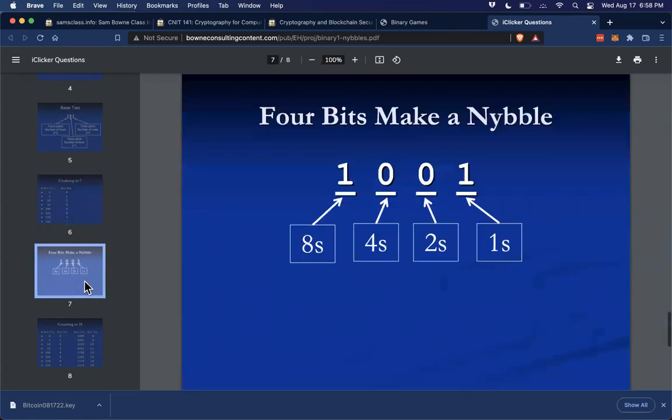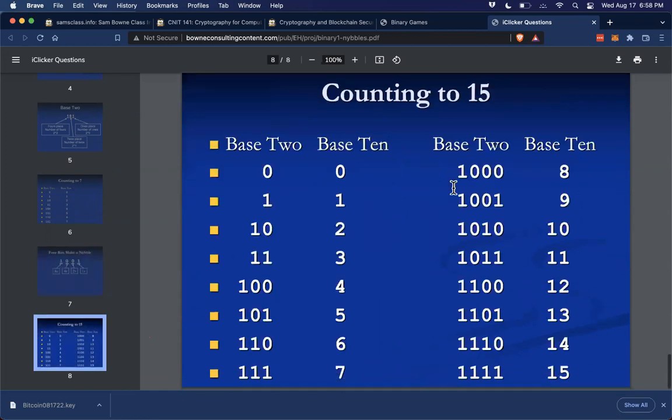And if you have 4 bits, you have what's known as a nibble, half of a byte. You have 1s, 2s, 4s, and 8s. So this number is 9. You have 8 and 1 and nothing else. So here's how you count to 15. You go up to 7, you add 1 more, you get this. This is 8. 1, 0, 1, 0 is 10 because it's 8 and 2, and all ones is 15. So that's it. Those are the 16 nibbles. That's all you can get with 4 bits, is 16 values.